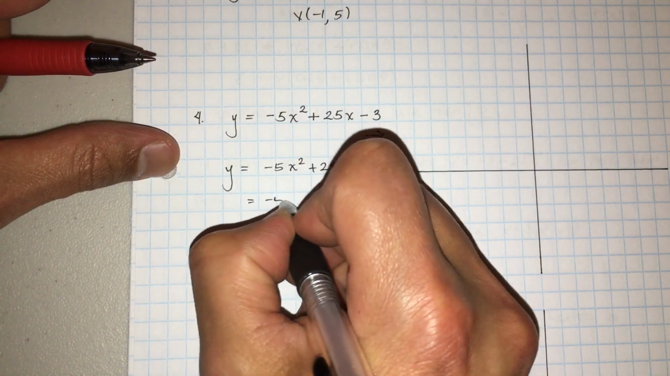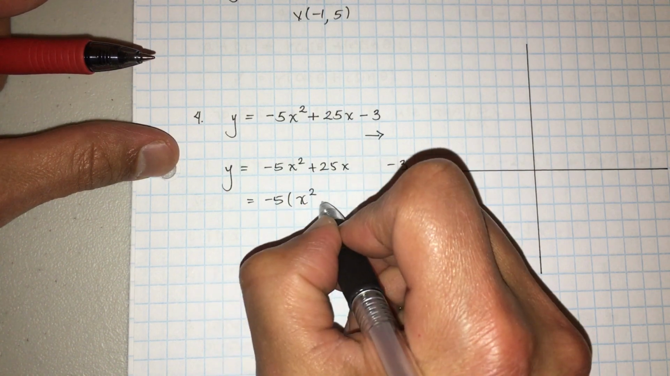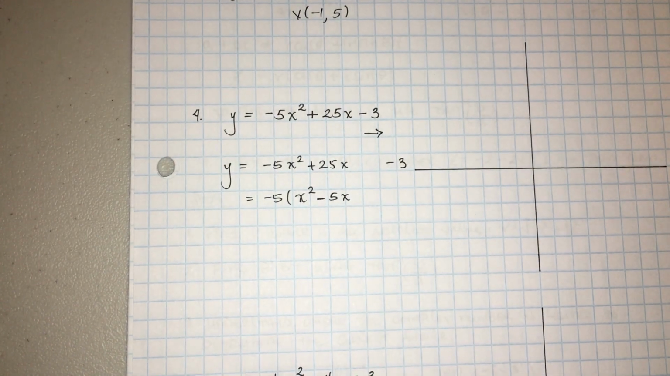Factor out the negative 5, and you're going to be left with x squared. Not plus 5, remember, because you're taking out that negative, so it's going to be minus 5x. So now I'm going to go ahead and complete the square.